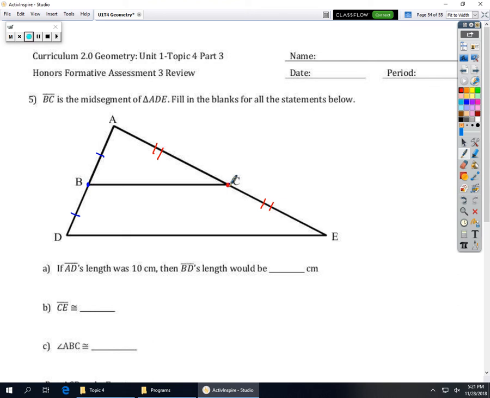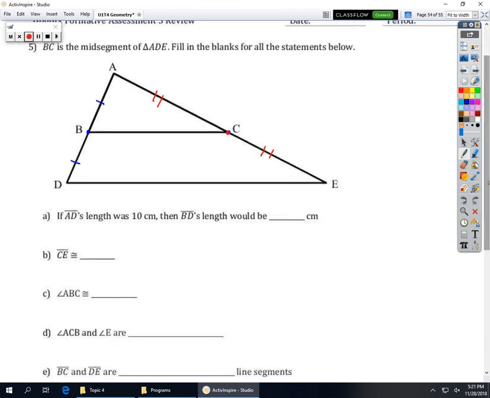So that's true. What it also means is that BC is half the length of DE. Also, BC is parallel to DE. So we're going to use all that information to finish this up. So if AD is 10, then what's BD? Well, if AD is 10, BD should be 5 centimeters. CE is congruent to what? CE is this. Well, it's got two. CE is congruent to side AC.